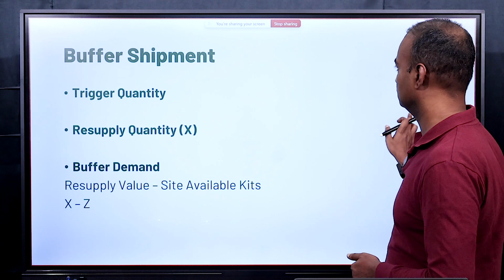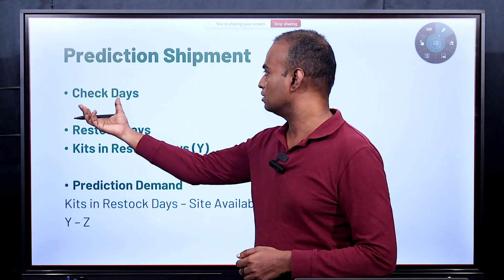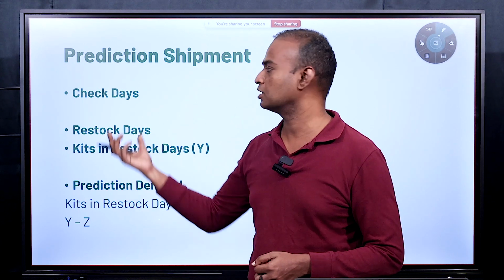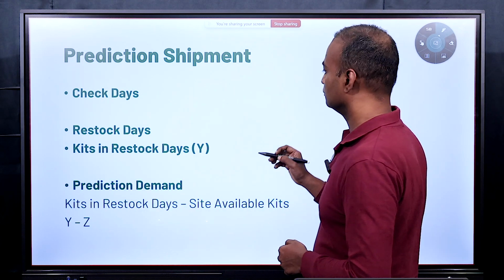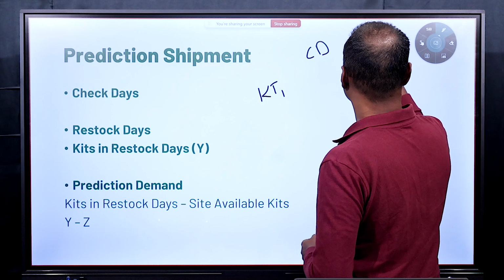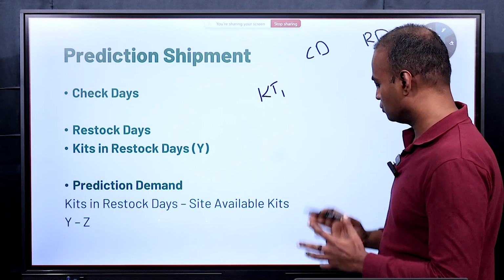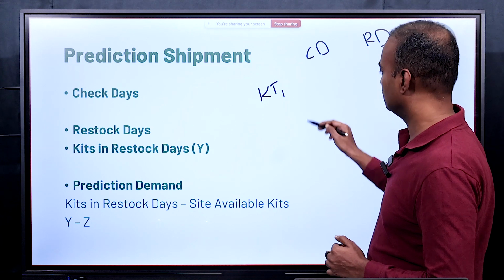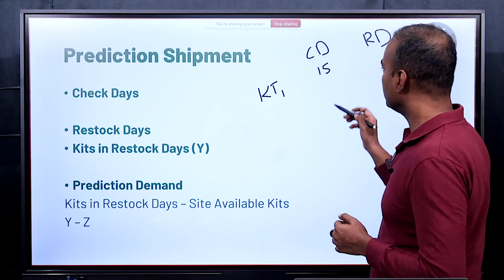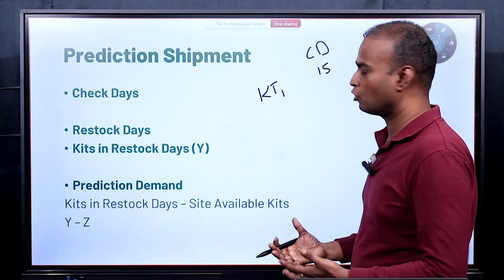Then we will go for prediction shipment. Prediction shipment is a bit different. Here, see, it is giving check days, it is giving restock days. Here we are not directly dealing with the kit quantity. Check days means, for example, for a kit type 1, check days, restock days. What it means is, you have to check for these many days. If I give check days as 15 days, the system has to check how many kits are required for this 15 days.